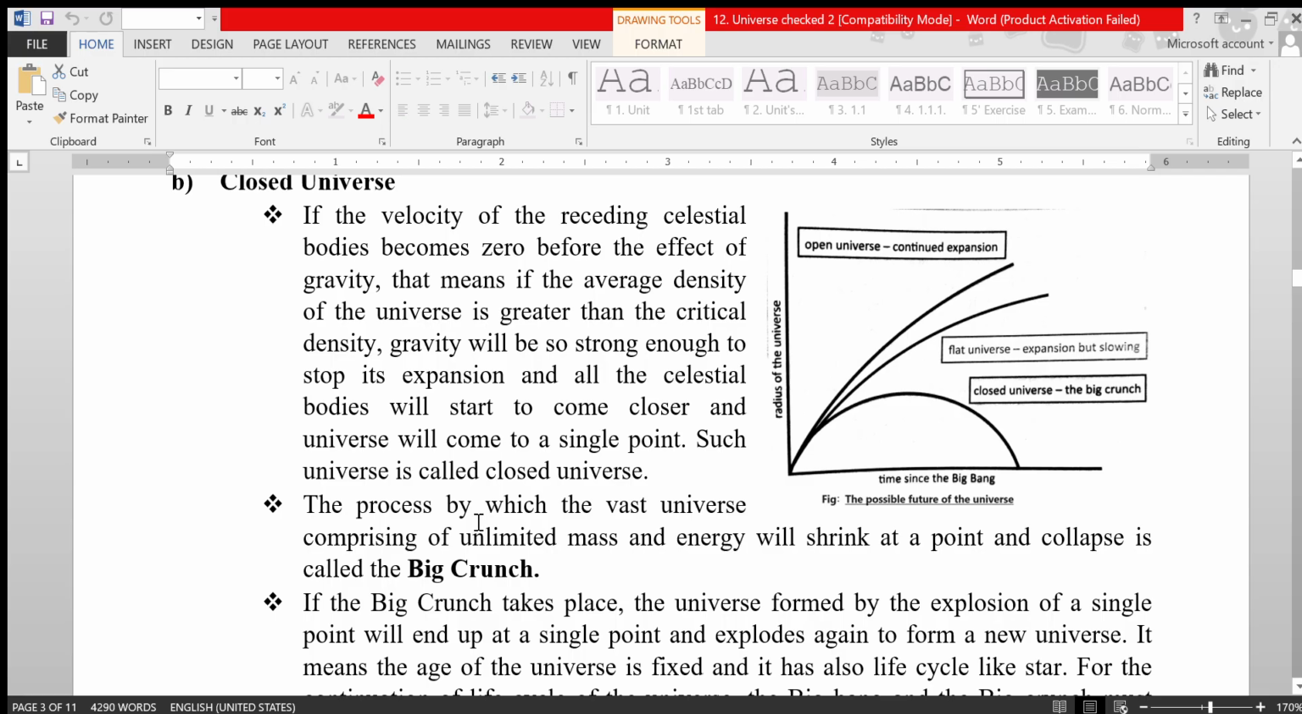The process by which the vast universe comprising unlimited mass and energy will shrink to a point and collapse is called the Big Crunch.